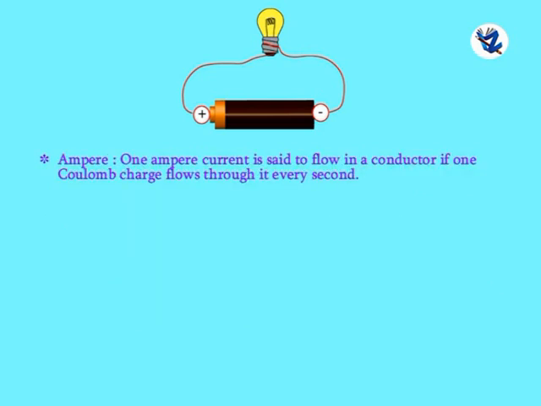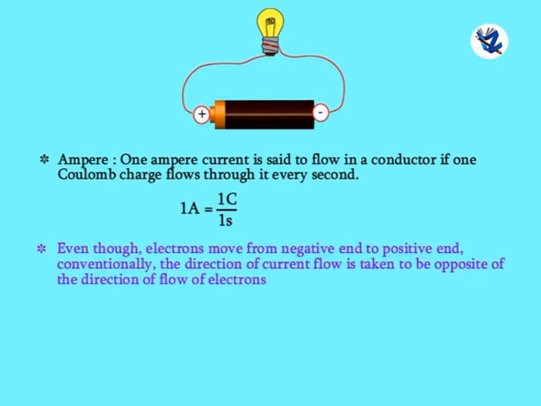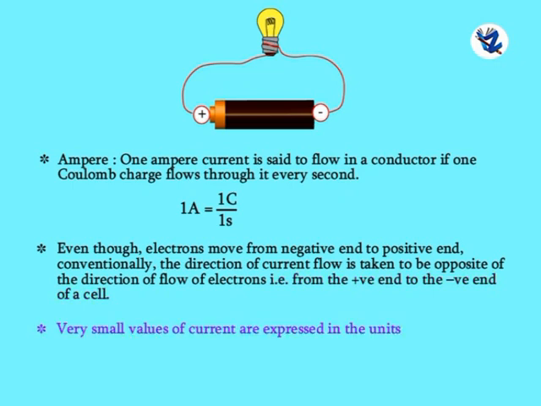1 ampere current is said to flow in a conductor if 1 coulomb charge flows through it every second. 1 A is equal to 1 C upon 1 s. Even though electrons move from the negative end to the positive end, conventionally, the direction of current flow is taken to be opposite to the direction of flow of electrons, that is, from the positive end to the negative end of a cell. Very small values of current are expressed in units such as milliampere and microampere.